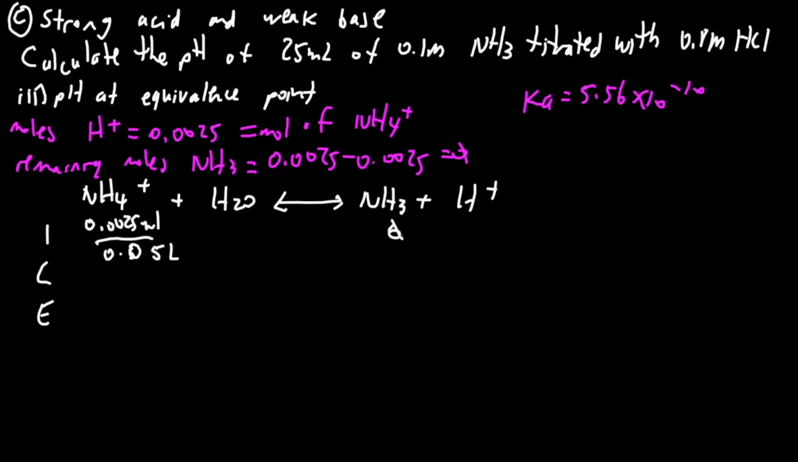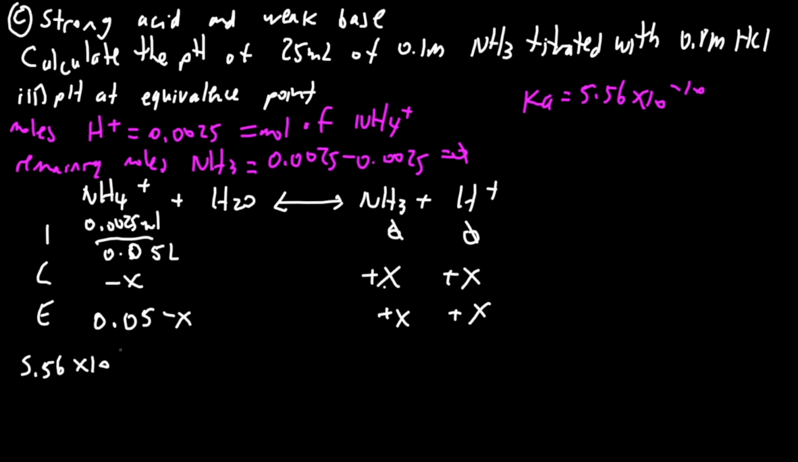NH3, there's nothing initially, and H plus nothing initially. Change is going to be minus x, plus x, plus x. And when you solve, you'll get 0.05 minus x, and at equilibrium plus x and plus x. So you have to use a Ka value because you have H plus in your equation. So this is going to be 5.56 times 10 to the negative 10 equals x squared over 0.05 minus x. Ignore the change on the bottom. When you solve, you're going to get x equals 5.27 times 10 to the negative 6.